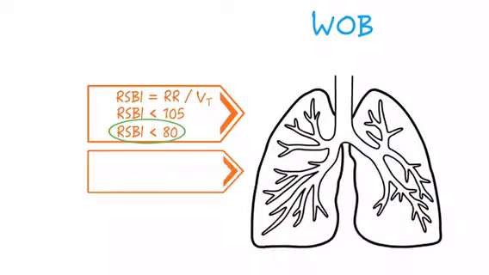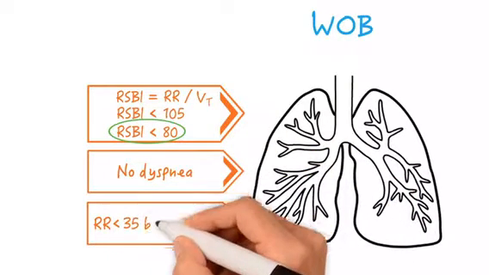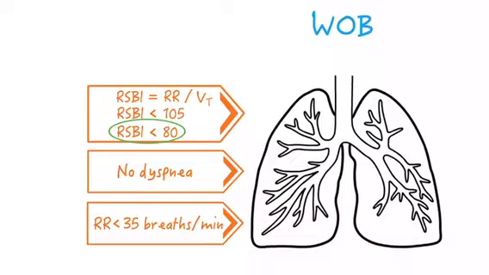Now, another good observation is the absence of dyspnea and a respiratory rate less than 35 breaths per minute. If the patient has an increased respiratory rate greater than 35 breaths per minute for more than 5 minutes, the patient most likely will have a low probability of successful extubation.